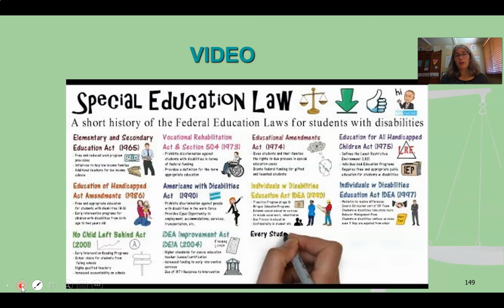There's a lot to know when it comes to special education law, and if you choose to go into special education, you will take specific courses in this to gain more information, but here's a quick summary.